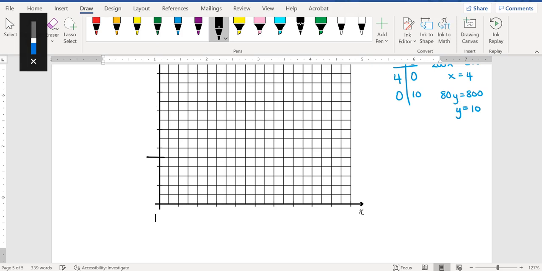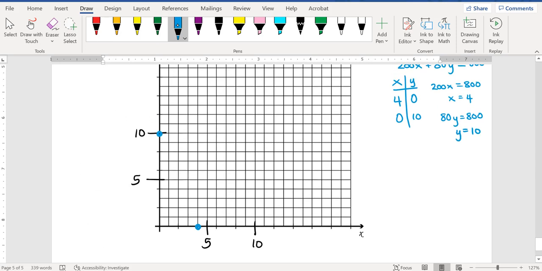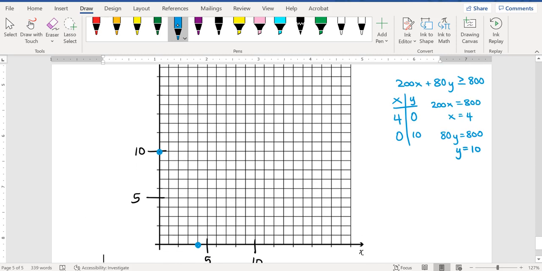Here's 5, 6, 7, 8, 9. Here's 10. Here's 5. Here's 10. All right, so I have the point 4, 0, and I have the point 0, 10. Now, what's the slope of that line? Slope would be negative 200 over 80, 20 over 8, 5 over 2. There we go. There's another point. So here's that line.